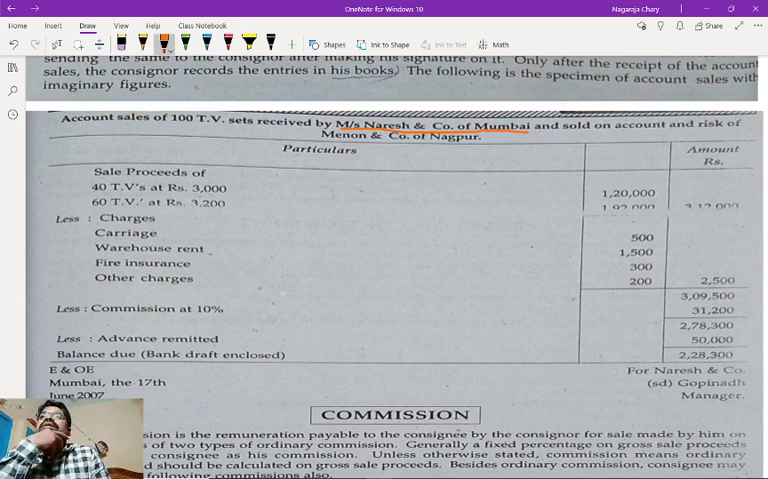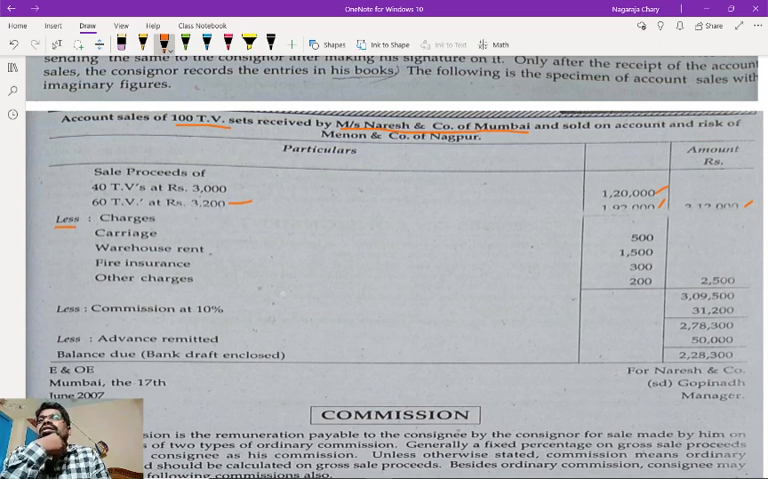Sale proceeds of 40 TVs. Total 100 TVs are there. In that, 40 TVs are sold at 3,000, that is 1,20,000, and 60 TVs are sold at 3,200, that is 1,92,000. Totally 3,12,000. From that, less charges.